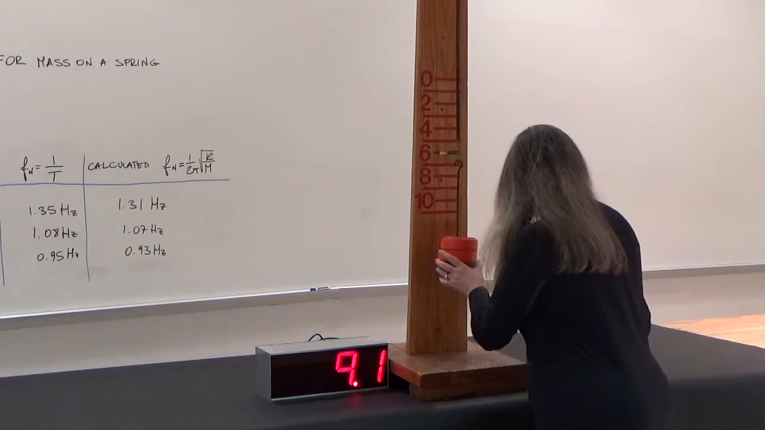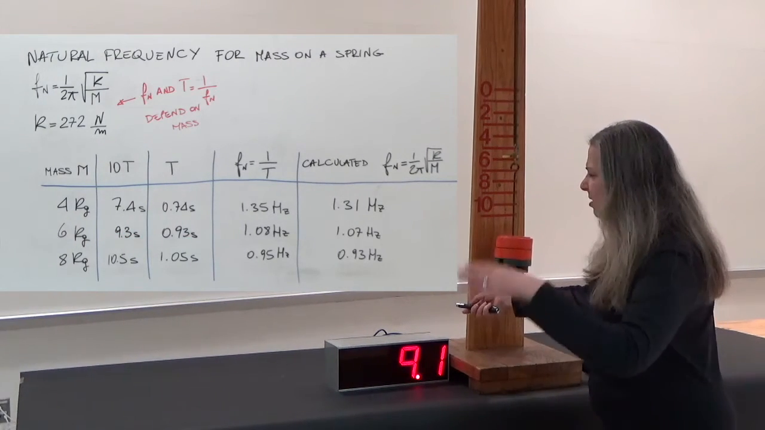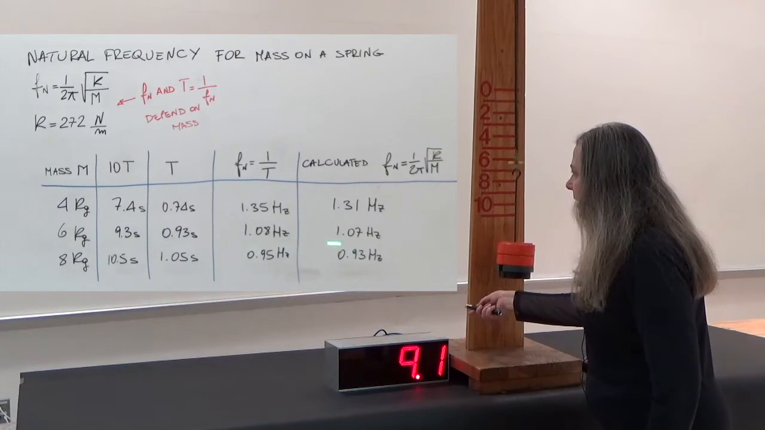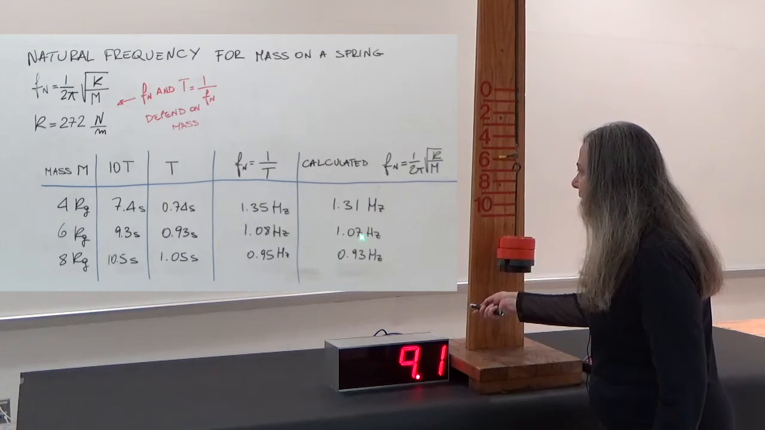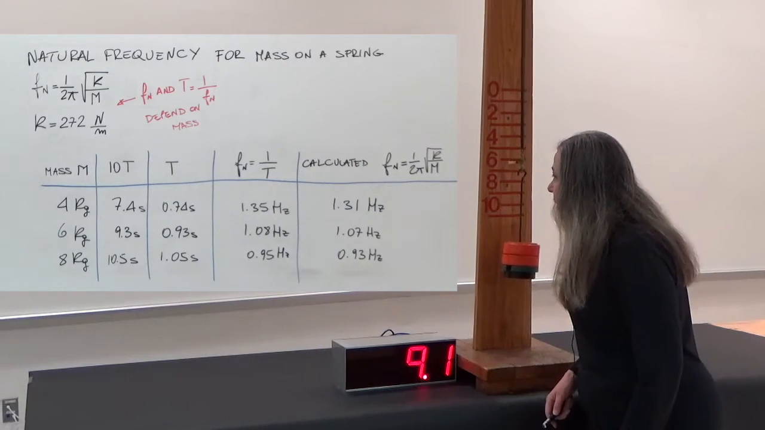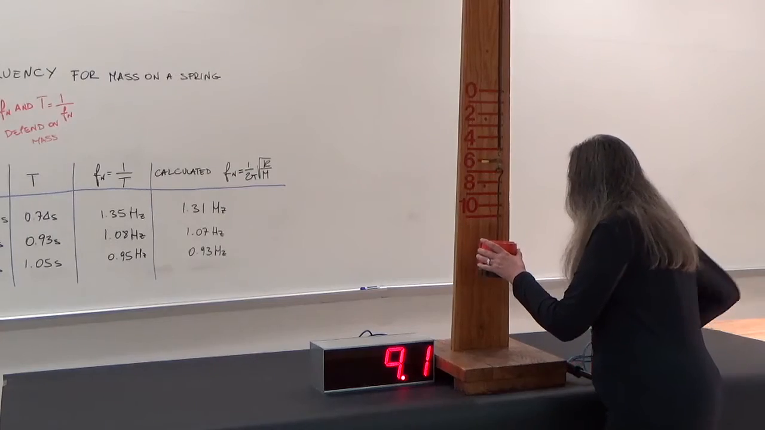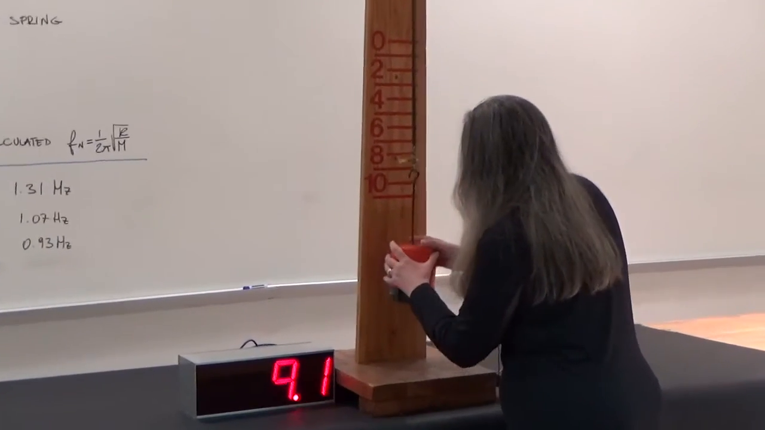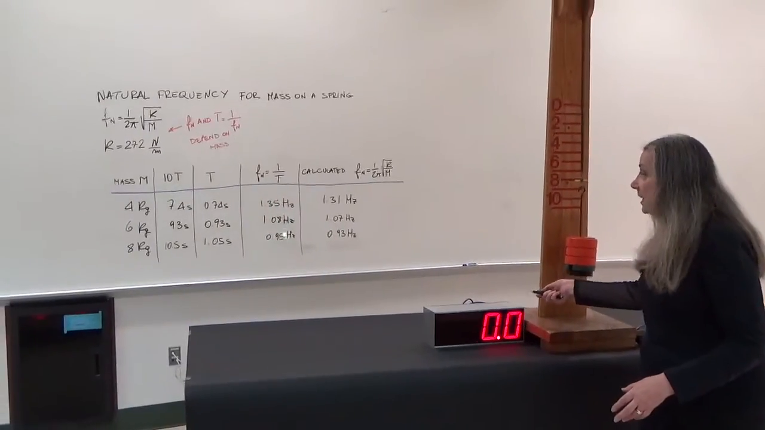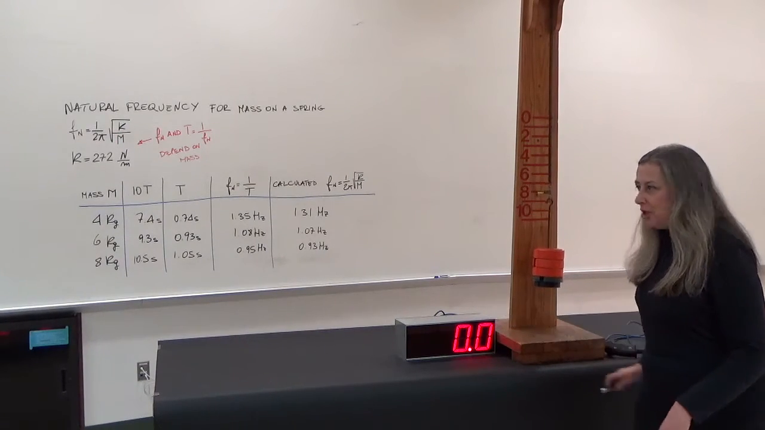9.1 seconds. Previously, I had a slightly different time. I had 9.3. It's all within the measurement error, so it doesn't really matter. This is what we get. And again, you can see that the measured and calculated frequencies are very similar to one another, at 1.07 and 1.08 hertz. Let's try with 8 kilograms. And we're going to get yet a third number. Why? Because the frequency of oscillation very much depends on the mass, unlike the situation for the pendulum.